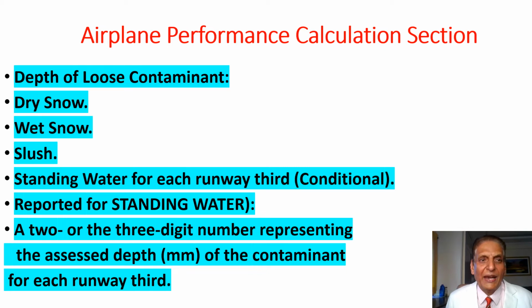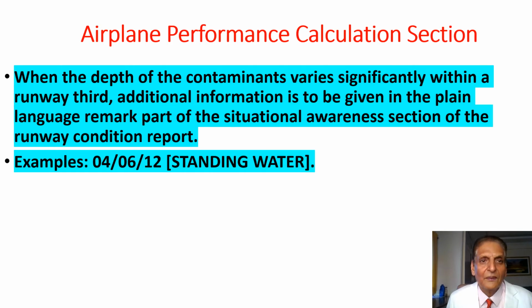Now, depth of loose contaminant: dry snow, wet snow, slush, standing water. For each runway third, these are the only ones reported. These are conditional. Report for standing water a 2 or 3-digit number representing the assessed depth of the contaminant for each runway third. When the depth of the contaminants varies significantly within a runway third, additional information is to be given in the plain language remark of the situation awareness section of the runway condition report.